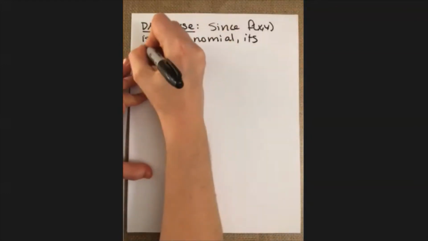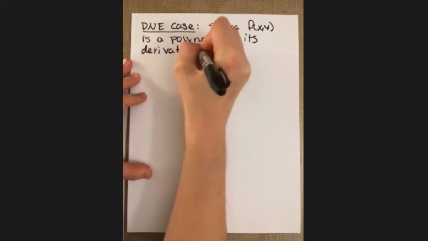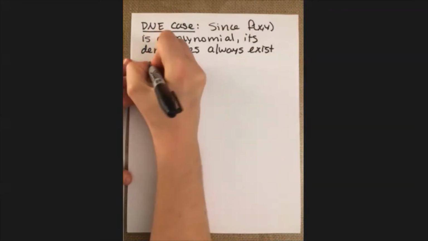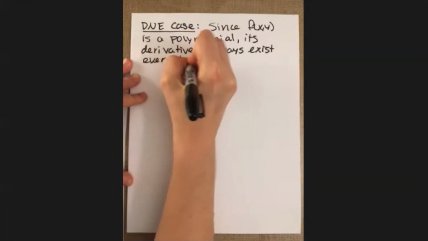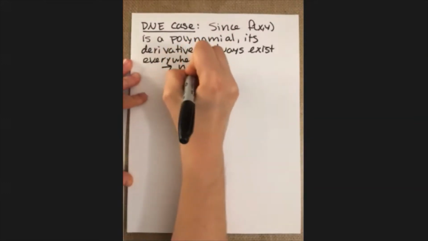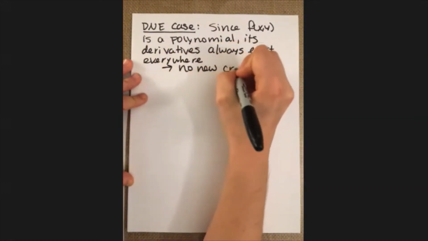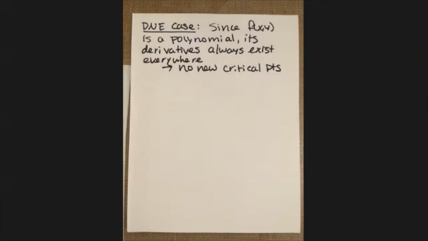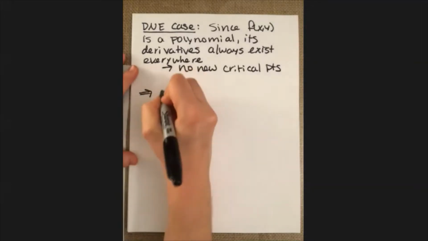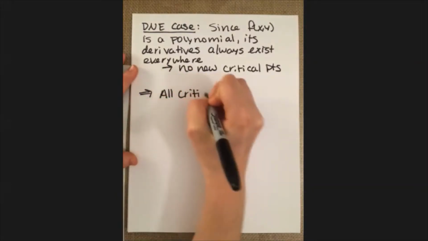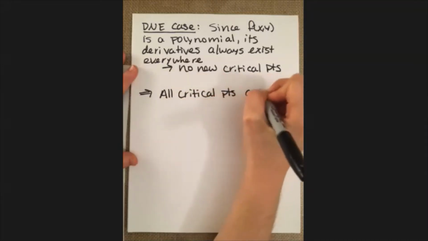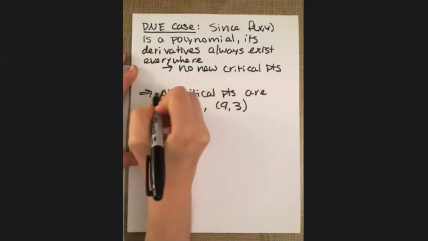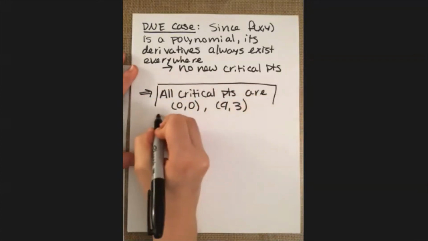So its derivatives always exist everywhere. So we get no new critical points from this process. So all the critical points that we have for this function then are just the points 0, 0 and 9, 3. And this would be your answer for what the critical points are.